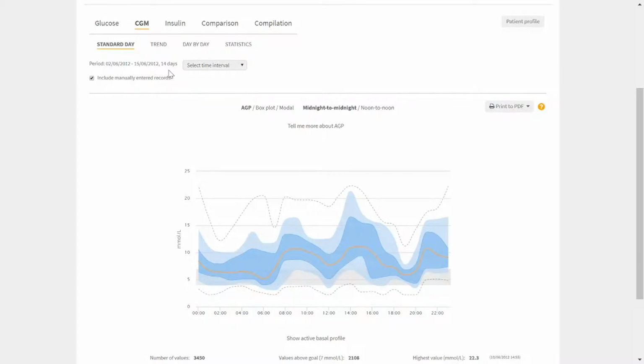At the top of the screen, you'll see that you're able to alter the time period, so it's at 14 days currently. However, we can select 1 week, 2 week, 1 month, or a customized period of time.